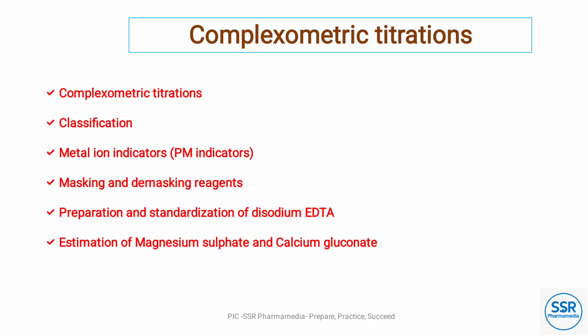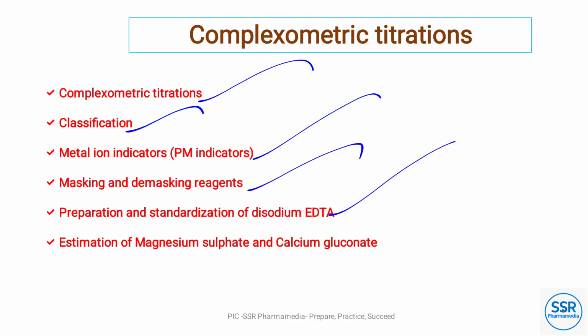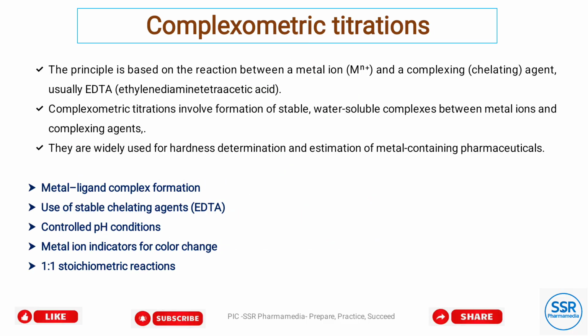So, in Complexometric Titrations, we are going to cover an introduction to complexometric titration, classification of complexometric titration, metal ion indicators, also called PM indicators, masking and demasking agents, preparation and standardization of disodium EDTA, and estimation of magnesium sulfate and calcium gluconate. So, in complexometry, the introduction and principle.